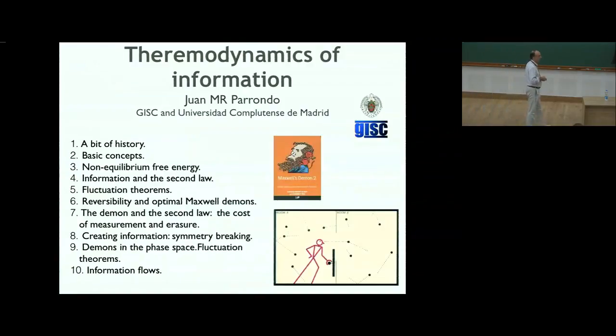Although I said this is a personal view of the subject, well, everything is personal when you give a course. But I have to say from the beginning that not everybody in the field, not even close collaborators, agrees on what information is and what its role is. For instance, I've worked a lot with Takahiro Sagawa, Jordan Horowitz and Massimiliano Esposito, and each one has a different view of what information is. At the end of the course this is a question that will be open for you: what do you think is the nature of information? Along the course, I will discuss these different ways of looking at information in thermodynamics.